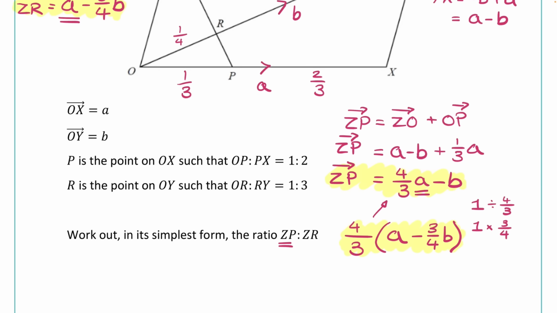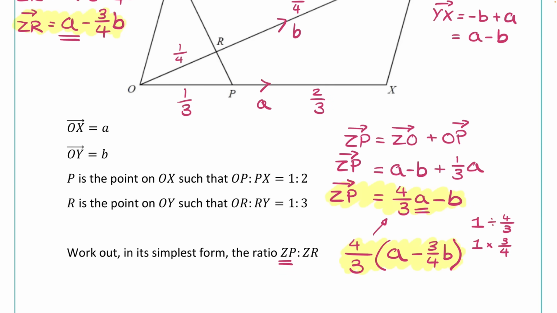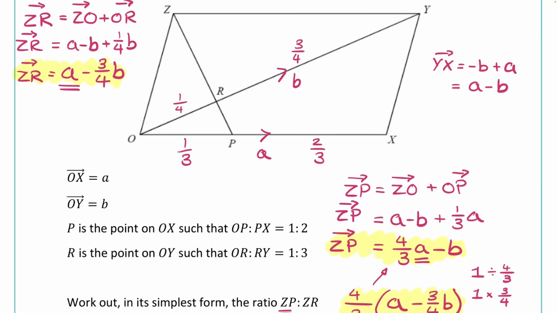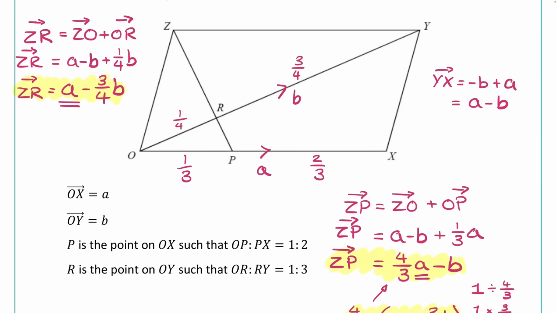So I've got my two vectors. I've got z to r, which is one lot of a minus 3/4 b, and I've got this other vector, which is 4/3 of a minus 3/4 b. So if I'm thinking about the line here, the full length of the line is 4/3. Let's sort of draw this in. Let's use a different colour. Let's use green. So that there is 4/3 of this vector.